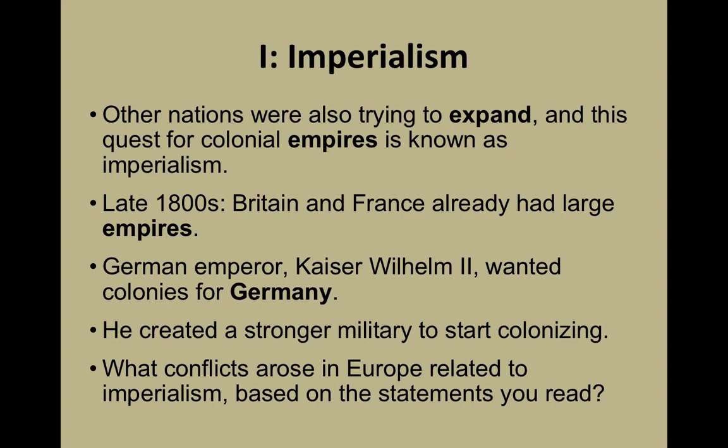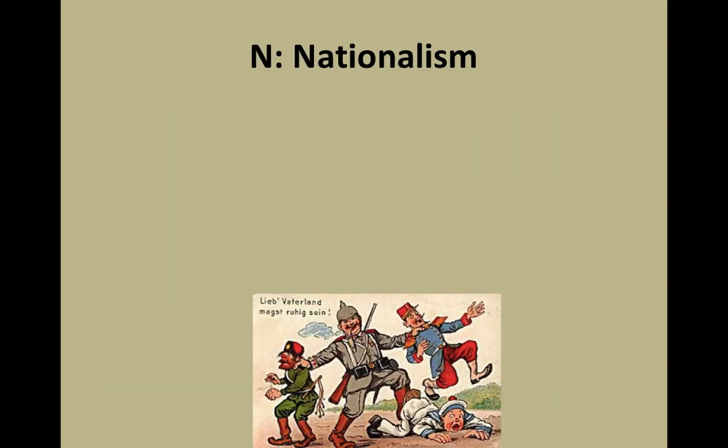The question, what conflicts arose in Europe related to imperialism based on the statements you've read, because of this new learning system and this new way of doing things, you didn't read statements related to it. I used to in the past give a timeline of things happening in Europe leading up to this. So for example, France and Germany both are vying for power over a country in northern Africa called Morocco. That would be an example of imperialism happening.